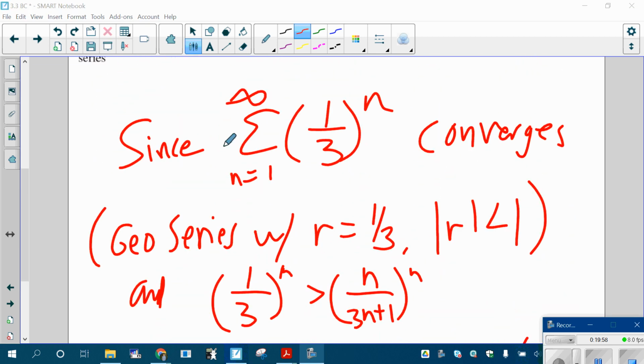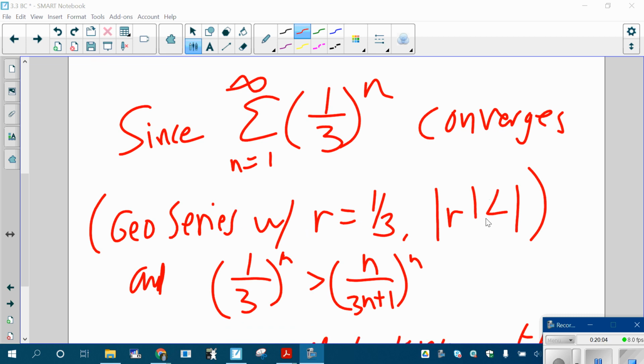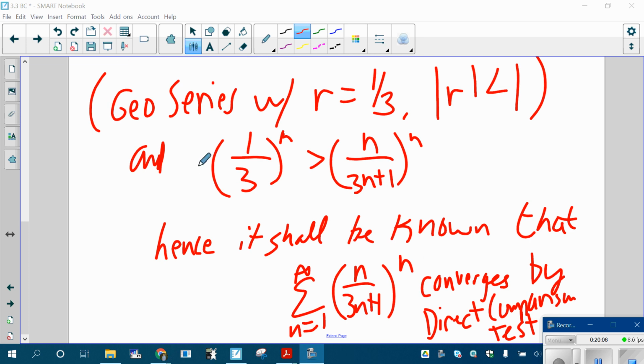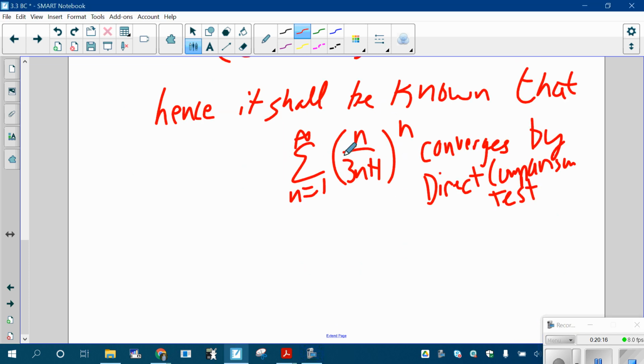Okay, so since this series converges because it's a geometric series with r equals a third and the absolute value of r is less than 1, and the terms are greater than the terms in the series I'm looking at, hence it shall be known, thought that sounded kind of fancy, that this series converges by direct comparison test. Okay, so your justification needs to be a full sentence looking something like that.